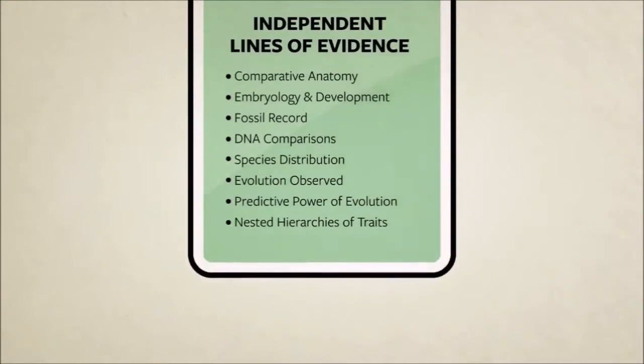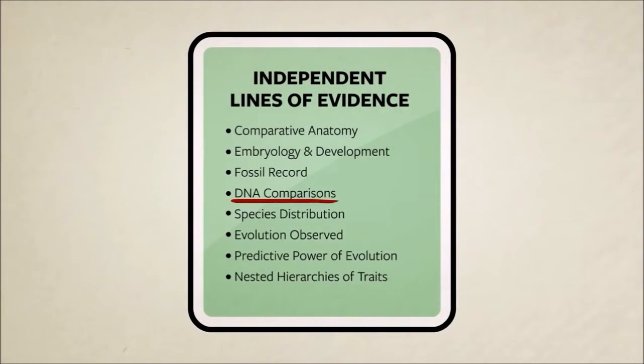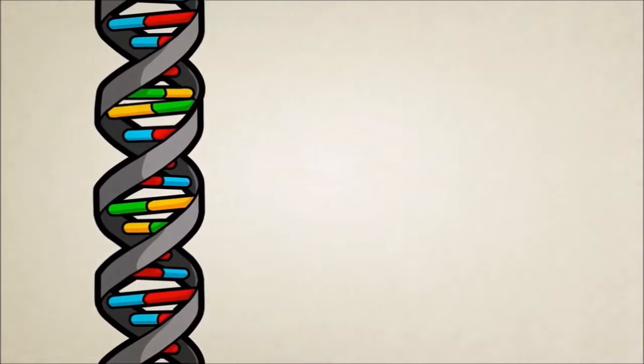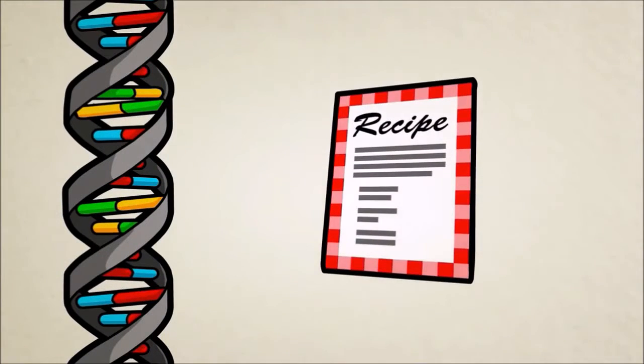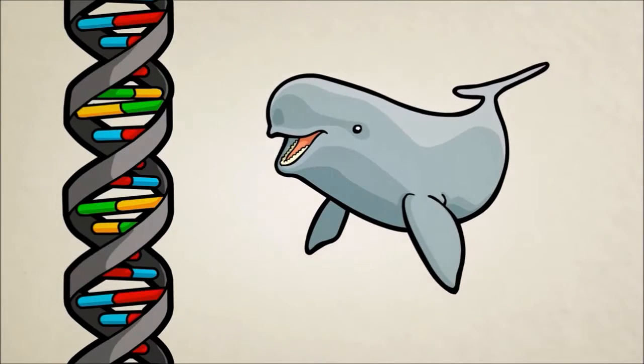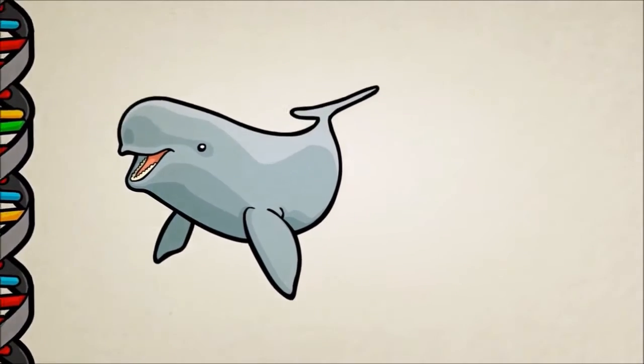Now let's look at a 4th line of evidence, DNA. DNA molecules contain chemical codes which act like recipes for living things. Without ever looking at bones, embryos, or anatomy, researchers can compare the DNA code of different living creatures to find out who is most closely related to who.